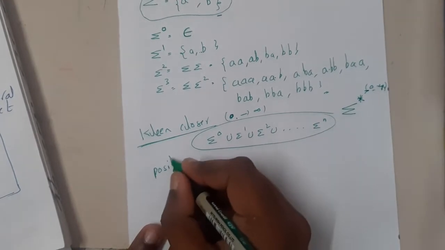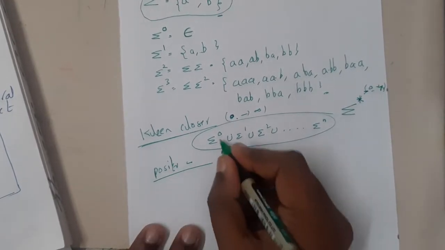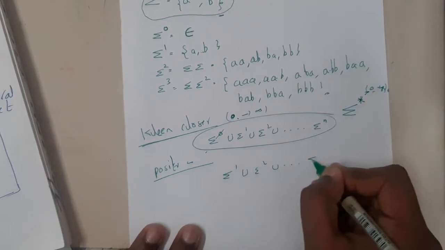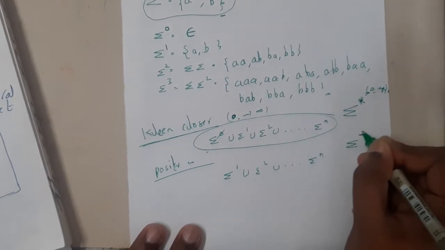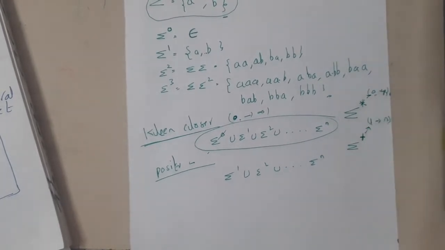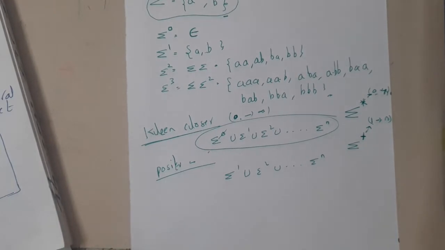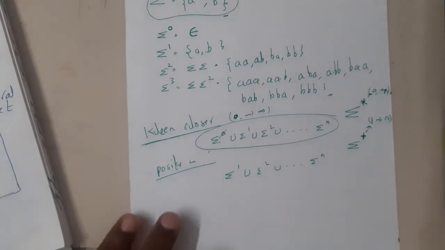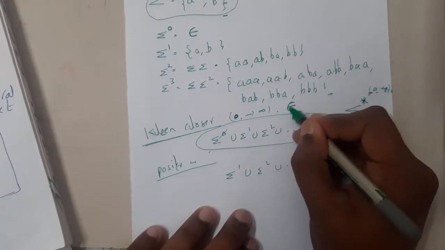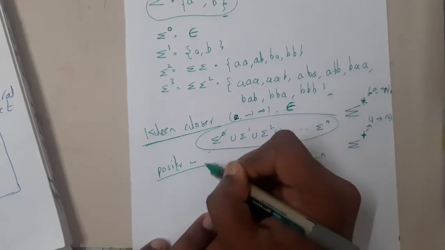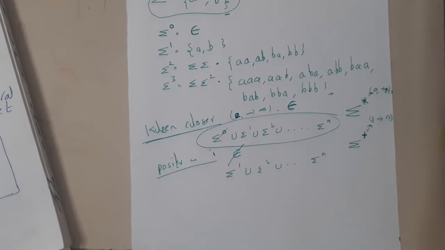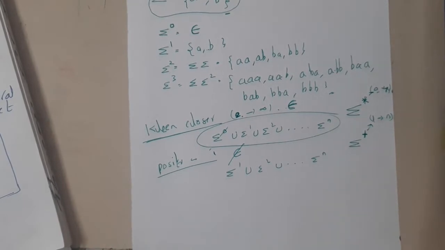Moving on to positive closure. In positive closure, we are not going to include sigma 0. So it is sigma 1 union sigma 2 and so on up to sigma n, and it starts from 1 to n. So this is 0 to n, and that is 1 to n. This is the only difference between positive closure and Kleene closure. In Kleene closure we will have epsilon because 0 length is allowed, but here the length should be 1 minimum, so epsilon is not allowed. That is the major difference between Kleene closure and positive closure, guys.